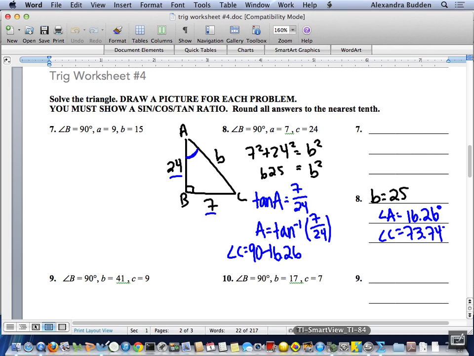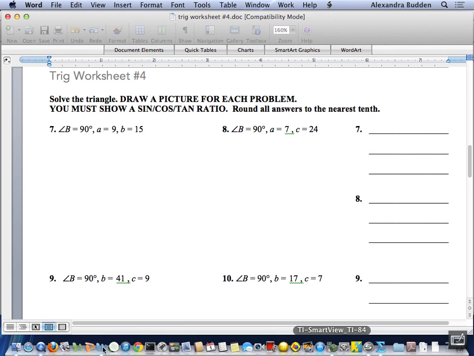So today we went over solving triangles, which is where I give you information about a triangle and you find the missing side and angle measures. When you come to class, we will be continuing with this objective and finishing this worksheet.